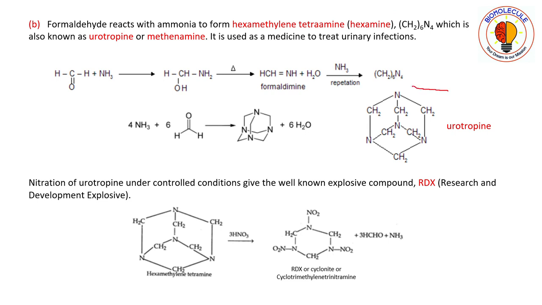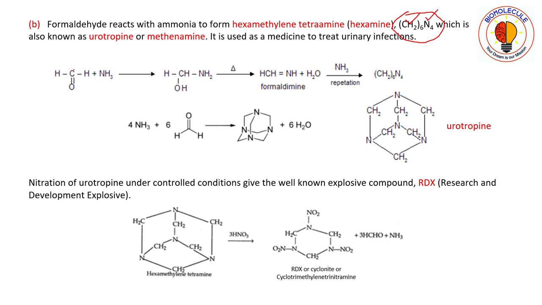So this is the structure of urotropin, the two-dimensional structure of urotropin. So what is the balanced reaction? See here, 4 molecules of ammonia and 6 molecules of formaldehyde. As from the formula (CH2)6N4, you can see it means 6 carbon atoms and 4 nitrogen atoms.